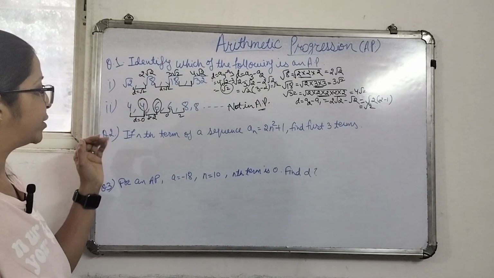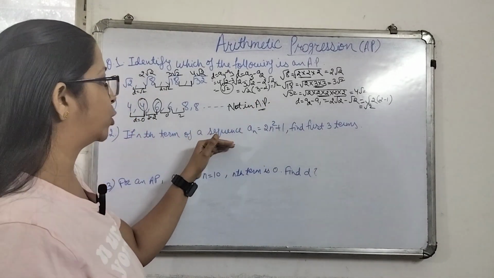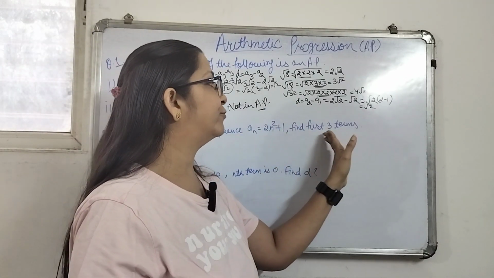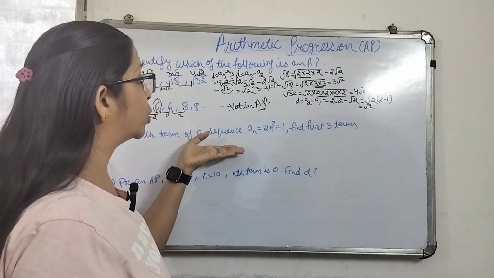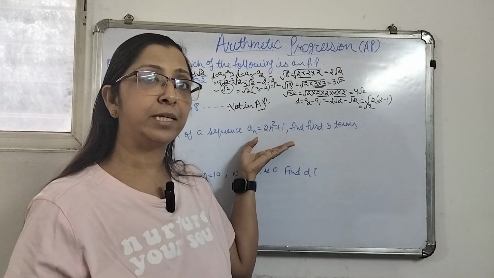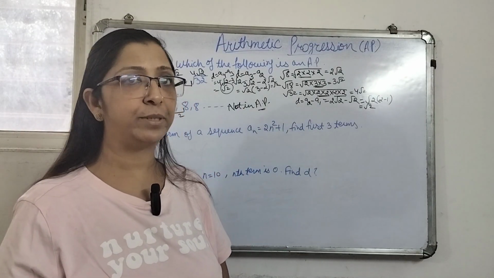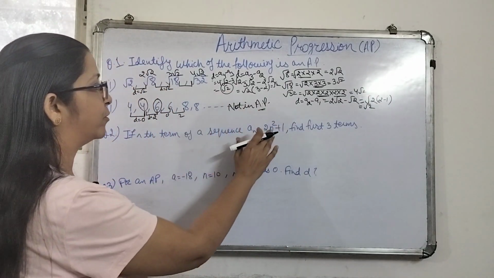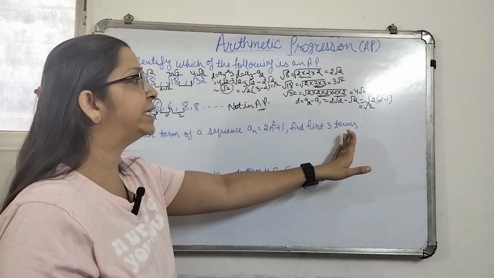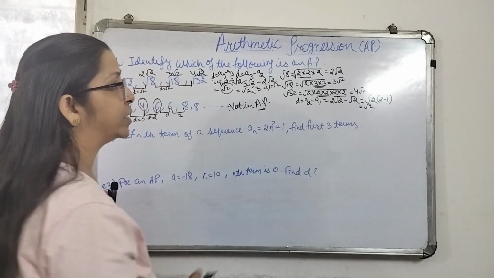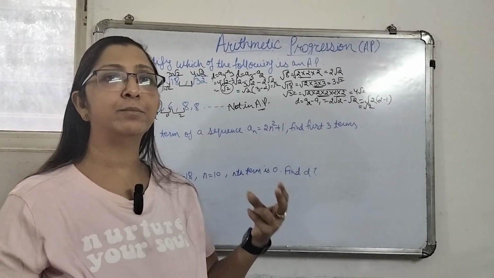Now see the next question. If the nth term of a sequence an is given by 2n square plus 1, find the first 3 terms. A sequence is given. It is not compulsory that whatever sequence is formed will be in AP. But whatever sequence is formed, we have to find the first 3 terms of that sequence. First 3 terms means we have to find the first term, second term and third term.